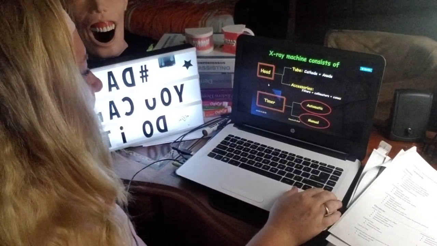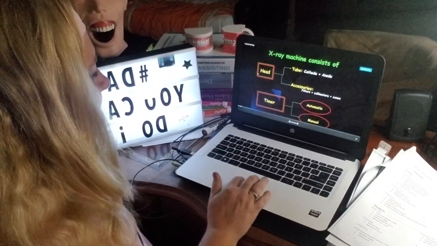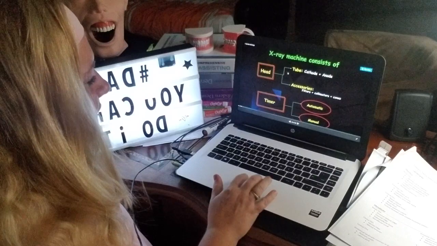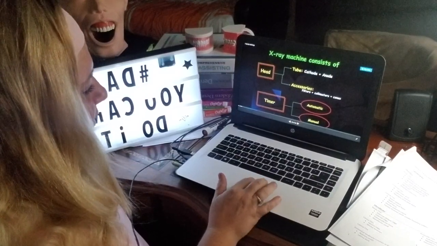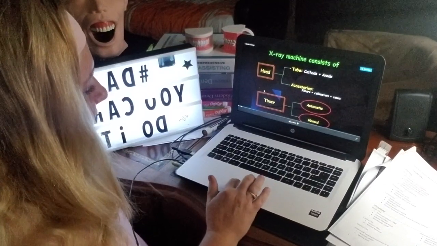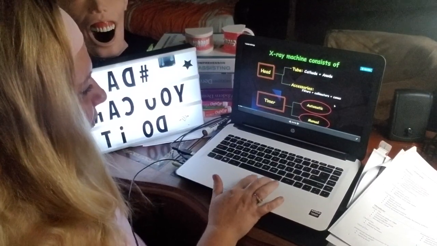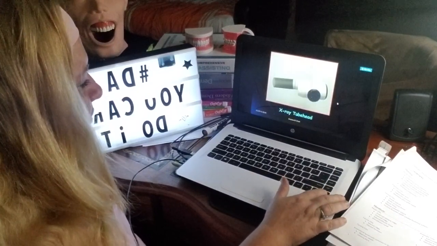The X-ray machine consists of the head, this is what you need to know. The head of the X-ray is the tube, cathode, and anode. Accessories: filters, chronometers, and cones. The timer, automatic and manual. There's the X-ray tube head.